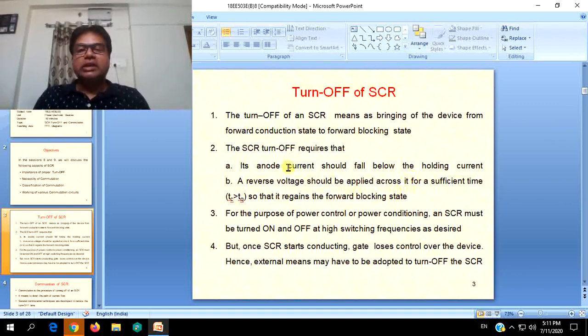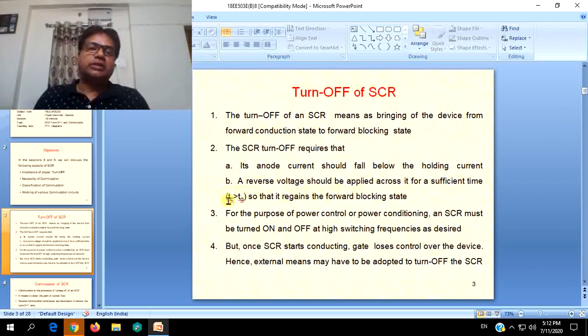That is why even though current falls below the holding current and comes to forward blocking state, a reverse voltage should be compulsorily applied across it for a sufficient time so that it regains the full forward blocking state. Full forward blocking state should be regained. For that purpose, reverse voltage should be applied for sufficient time.